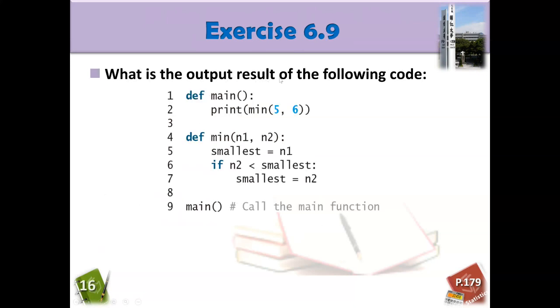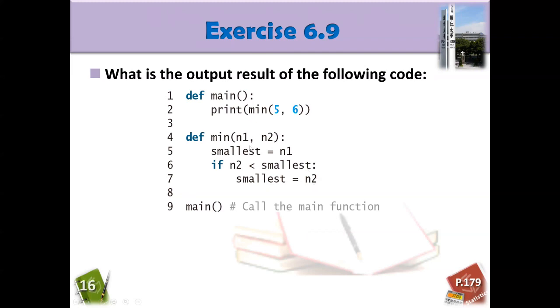What is the output result of the following code? Okay, so these are two functions. We started from here. It calls the main function, so we'll directly go to here. Main prints minima of 5 and 6. So we will find a minima function here, and 5 is put into n1 and 6 is put into n2. Then we set smallest as n1. So by default we make the first number the smallest. So if the next number n2 is smaller than the smallest, then the smallest will equal n2.